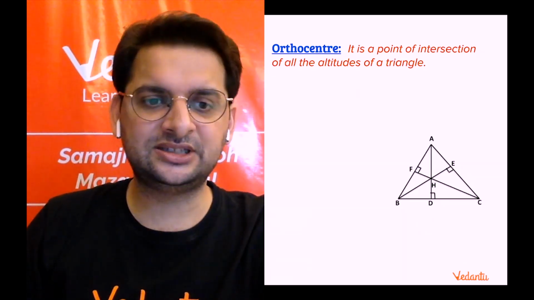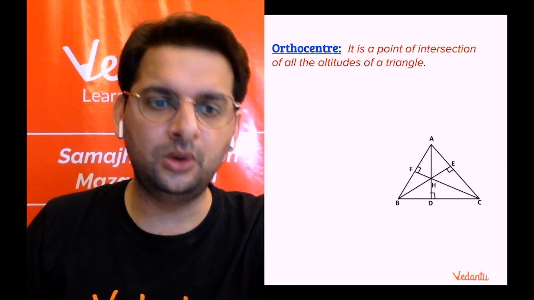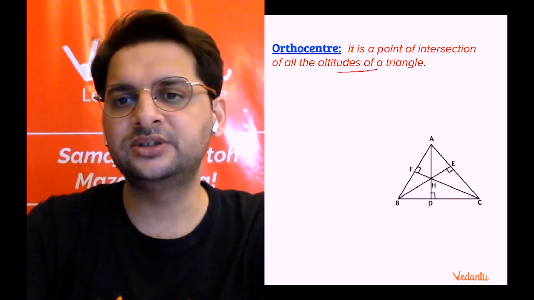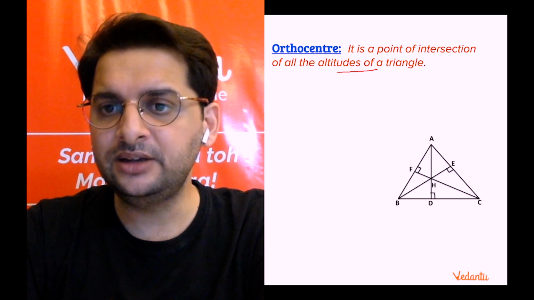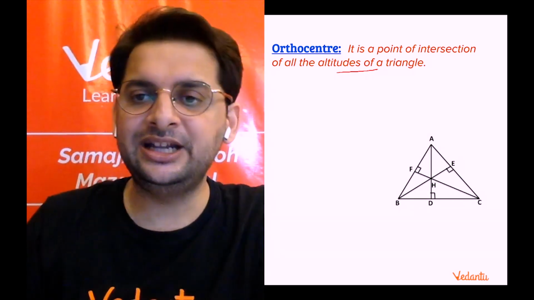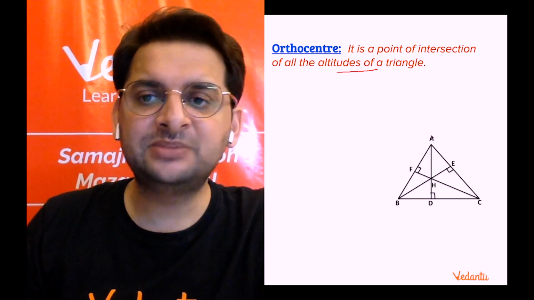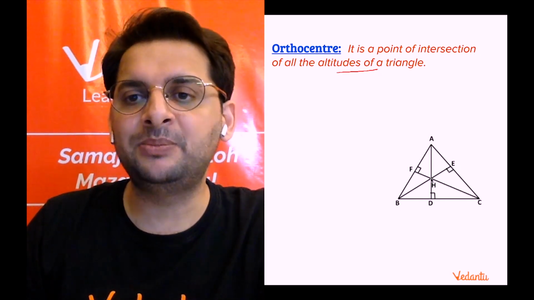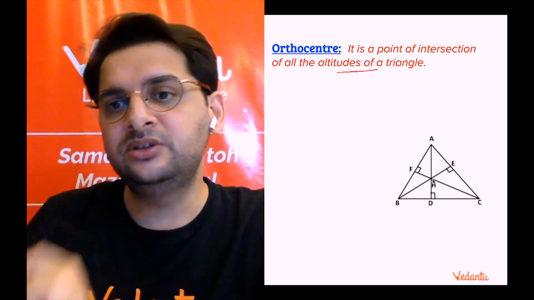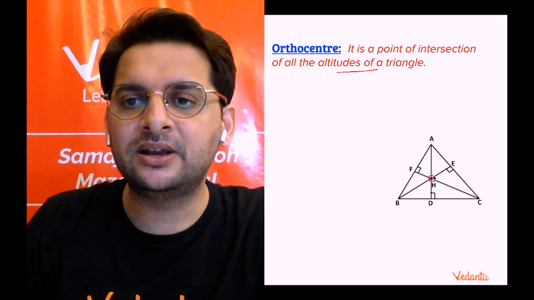Orthocenter होता क्या है, which is something which we all know. So orthocenter is the point of intersection of all the altitudes. So what we do is we draw a triangle. We draw altitude from A to BC. ठीक है, so AD is perpendicular to BC, BE is perpendicular to AC, and CF is perpendicular to AB. These all altitudes meet at a common point.